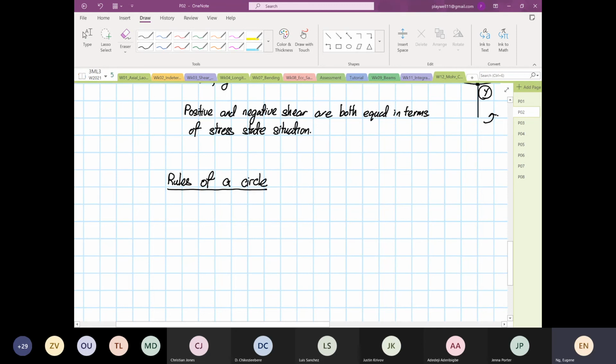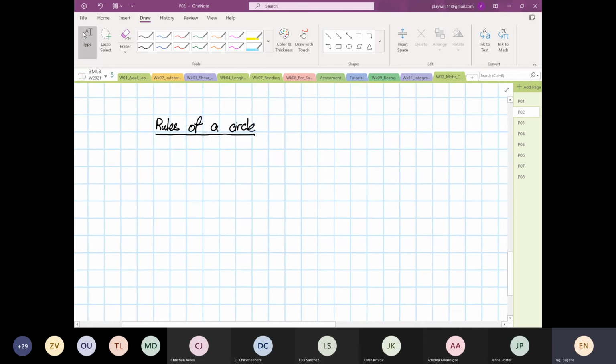Okay, we need to understand the rules of the circle. If you have a protractor and a compass, it's now time to do some exercise with it. I know we seldom use those mathematical instruments nowadays, but you have good. Okay, let's look at this.